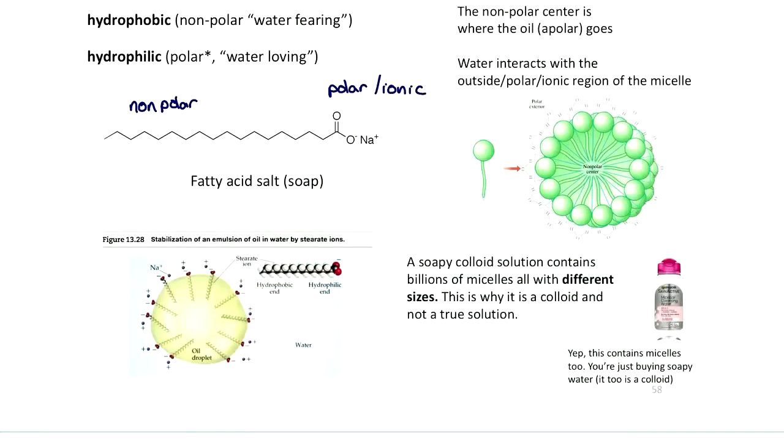You can see that in this picture, where all of these little snake-looking things, the nonpolar end, the hydrophobic end, is interacting with the oil droplet, where the ionic polar ends of the soap are interacting with the water, so it can move your soap or your oil away from wherever you're washing it away from.